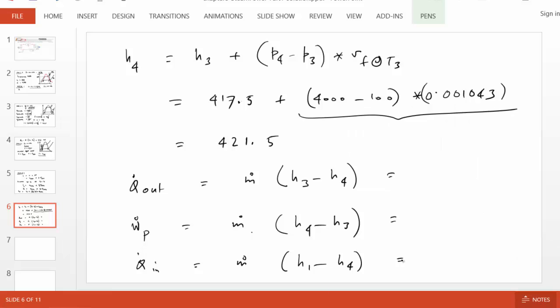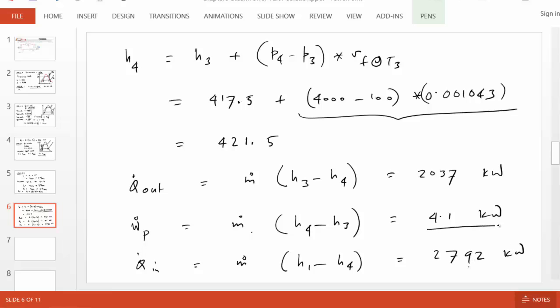We get a Q dot out of 2037 kilowatt. We got a pumping power of 4.1 kilowatt, and Q dot in of 2792.